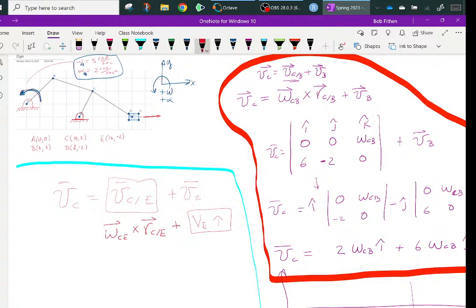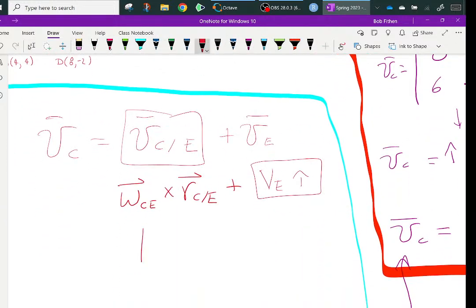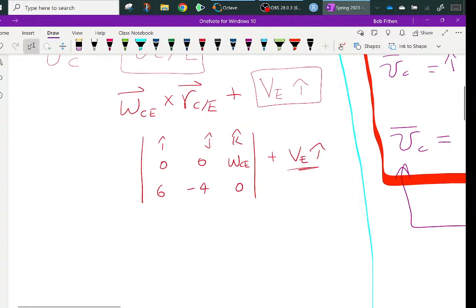And I don't know the CE yet, but I can do C to E. Looks like I go to the right 6 and down 4. So I go to the right 6 and down 4. And this omega CE, this 0 and this 0 plus, I'm carrying it, but I'm going to ignore it for a while.